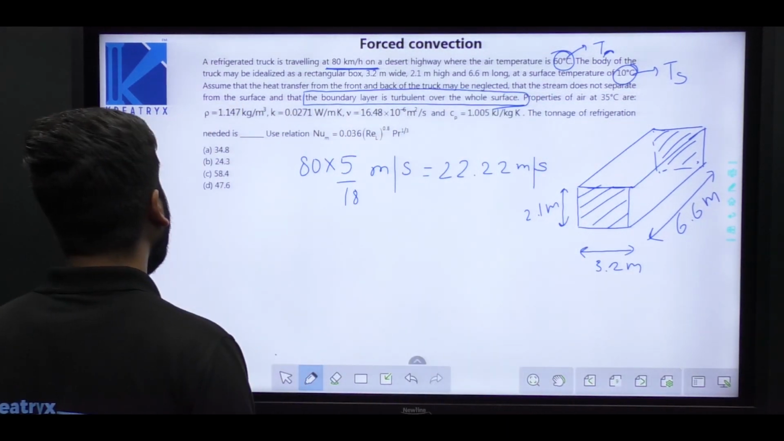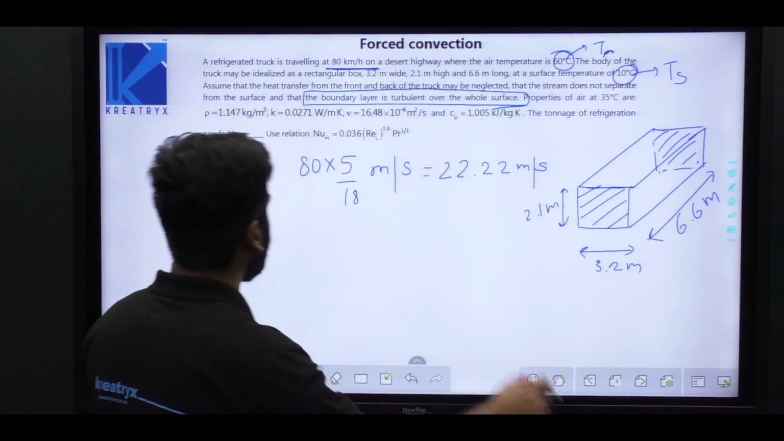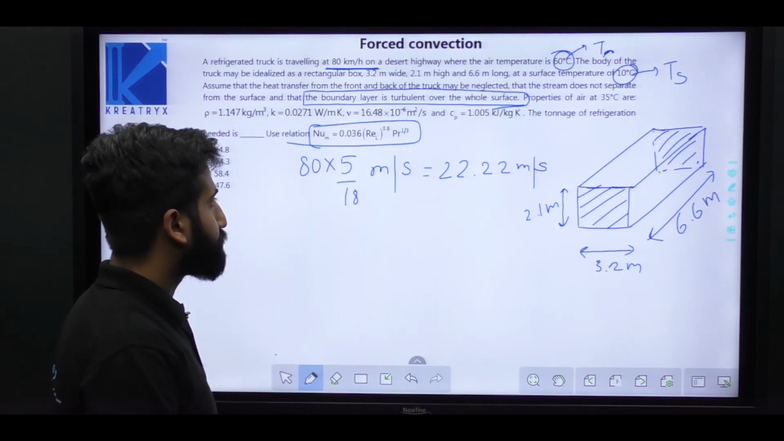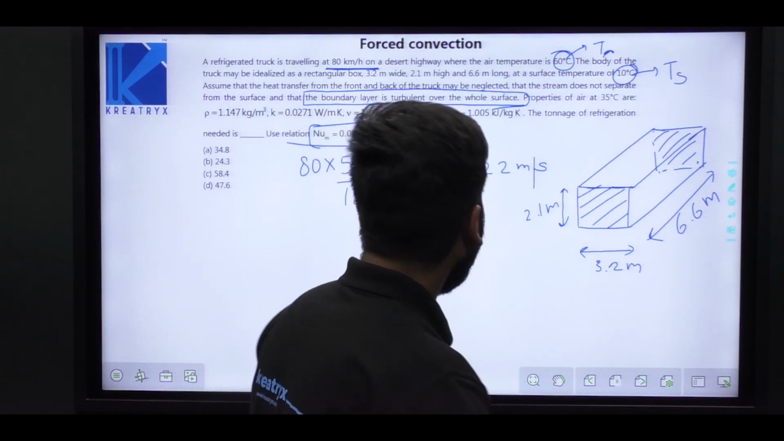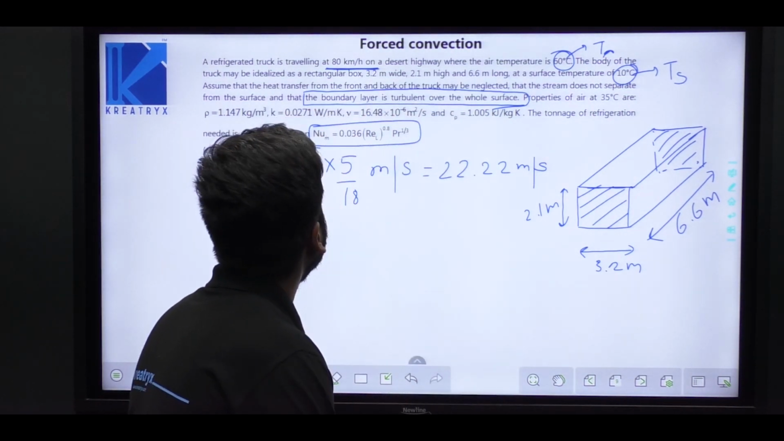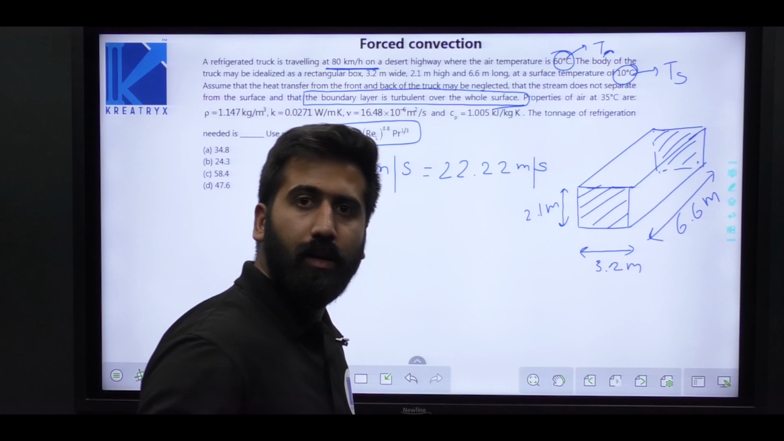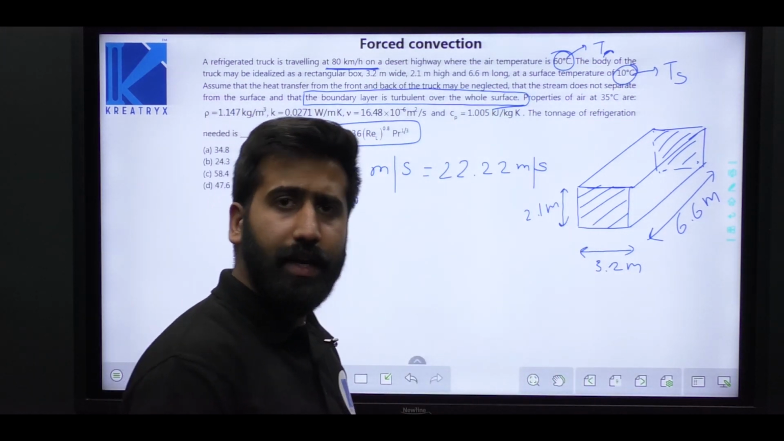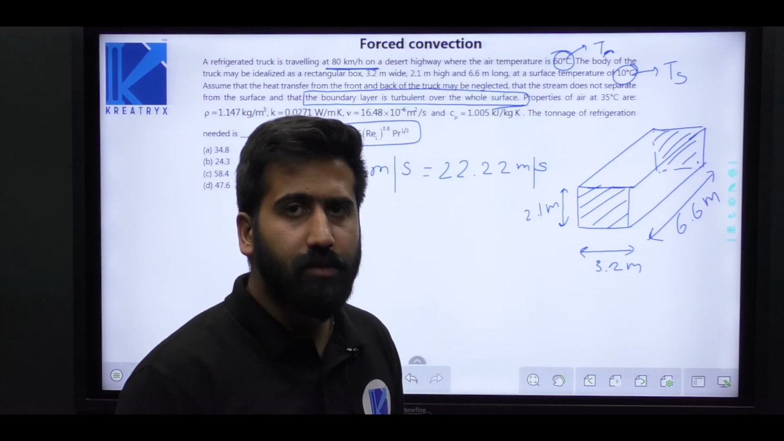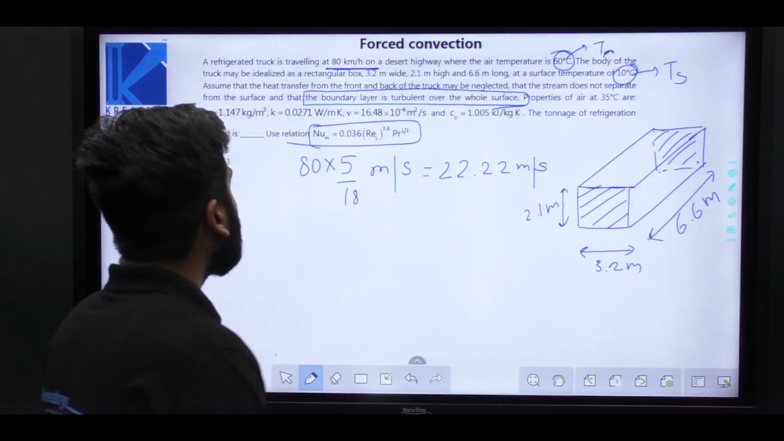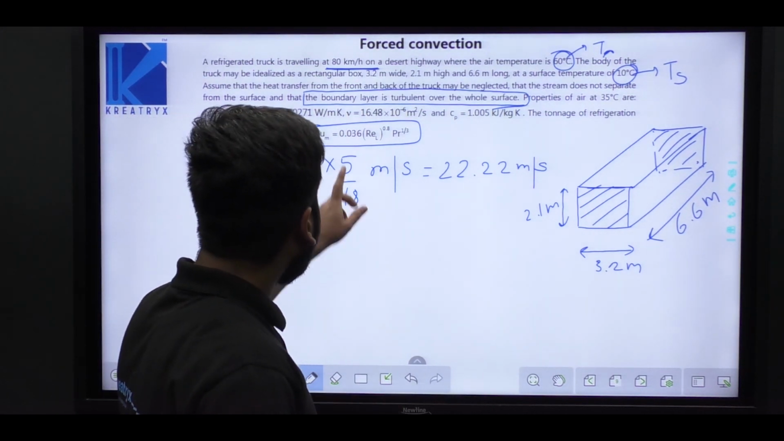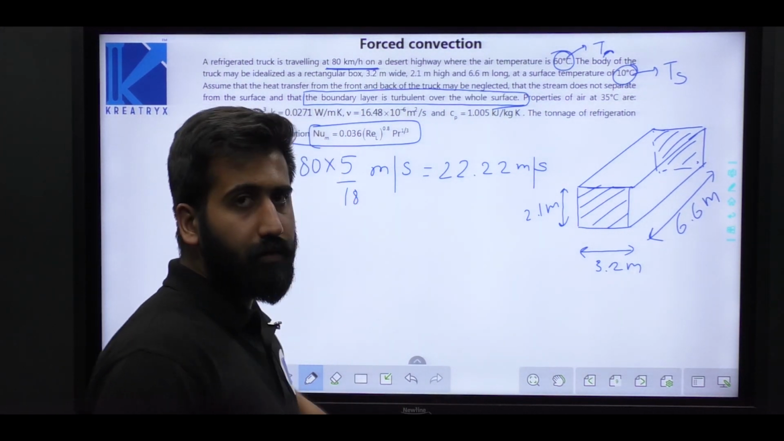The tonnage of refrigeration needed is, the Nusselt number relation is given to you. Okay. So when the air will be going over this truck surface, it will be carrying some heat from the surface of the truck. This is a case of forced convection only, and the relation of Nusselt number is given to you.